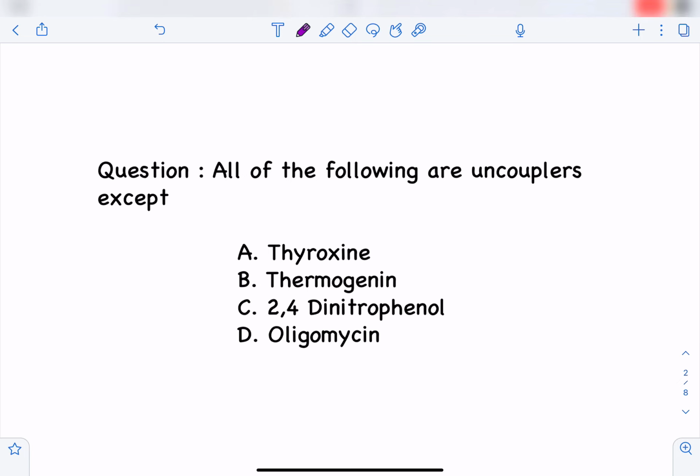It's an important MCQ. All of the following are uncouplers except: thyroxine, thermogenin, 2,4-dinitrophenol, and oligomycin. So what do you think is the answer? Yes, the answer is oligomycin. So we'll see a few concepts on these uncouplers. Thyroxine, thermogenin and 2,4-dinitrophenol are uncouplers.